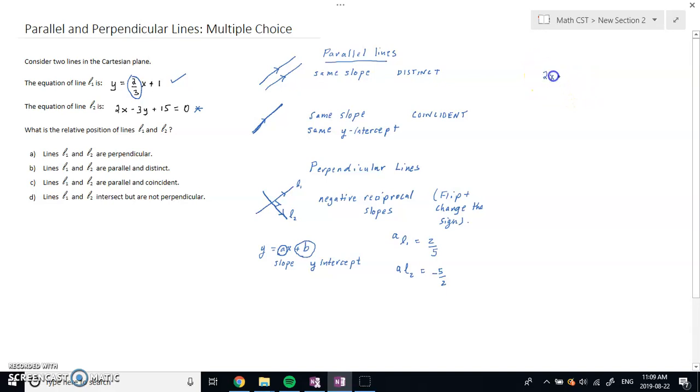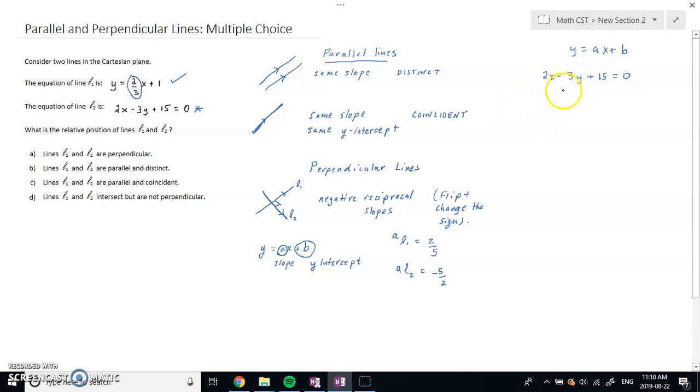2x minus 3y plus 15 equals 0. So our goal, don't forget, is that our equation has to be in y equals ax plus b form. And therefore we have to have the y on the left side of the equation and our ax plus b on the right side of the equation in the end.